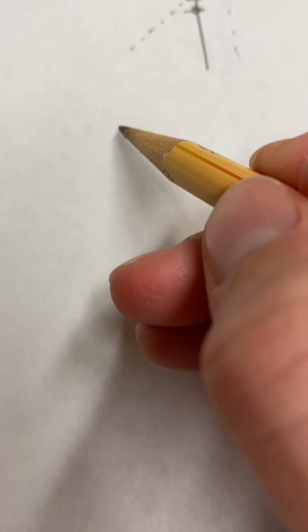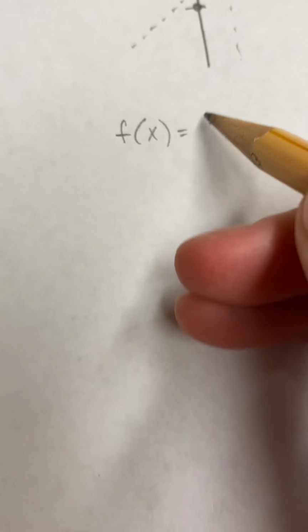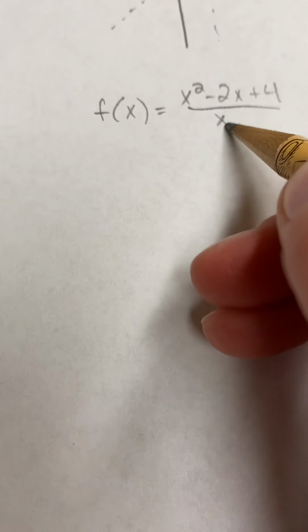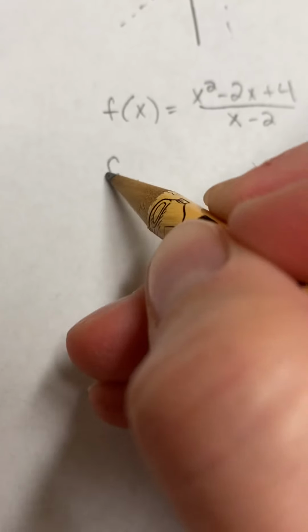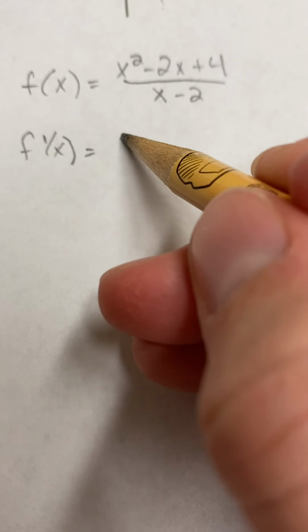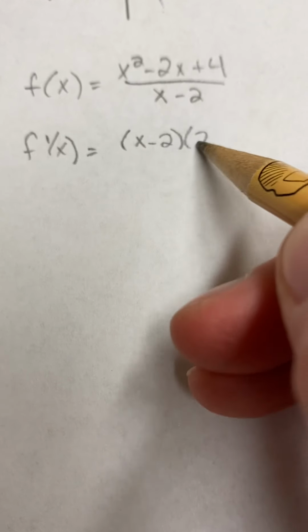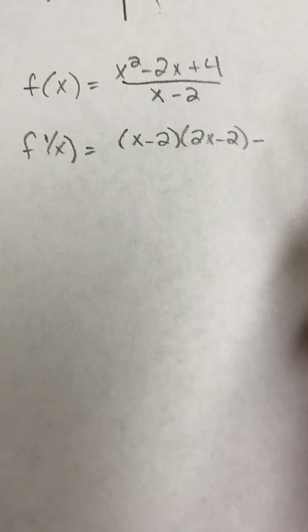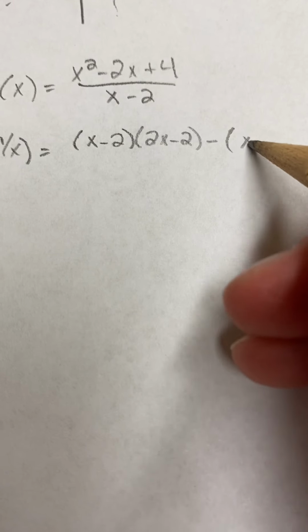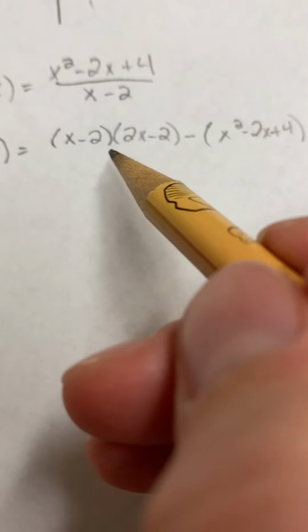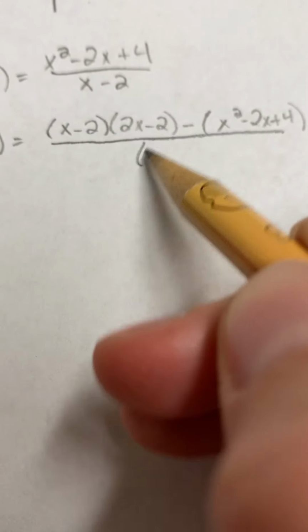So now it's time to look at the derivatives and see what we can do. So remember, the original function is (x squared minus 2x plus 4) over (x minus 2). And we're going to take the derivative of this. So we have a quotient rule. So low d high is going to be 2x minus 2, minus high d low, which is just 1, over the square of what's below.